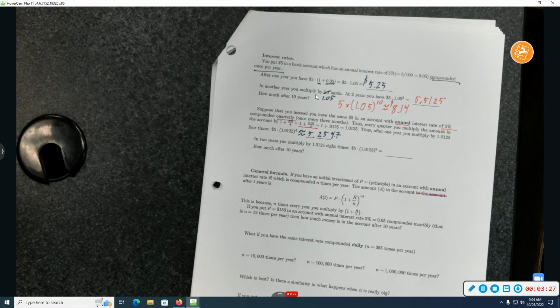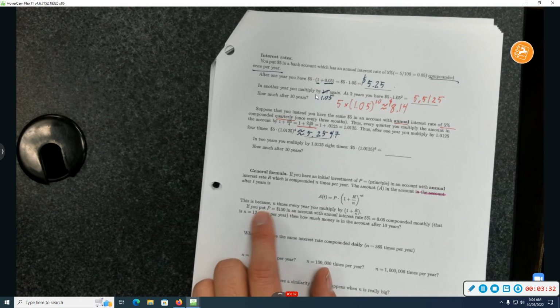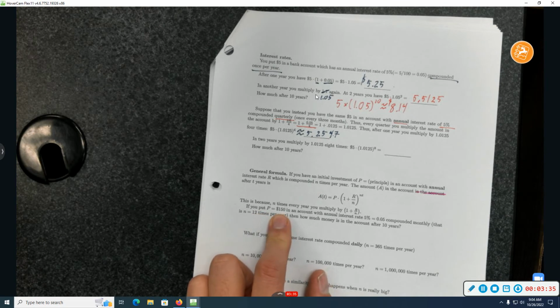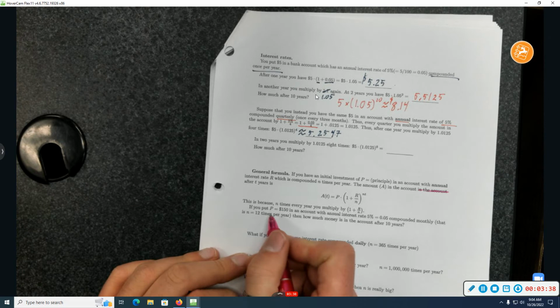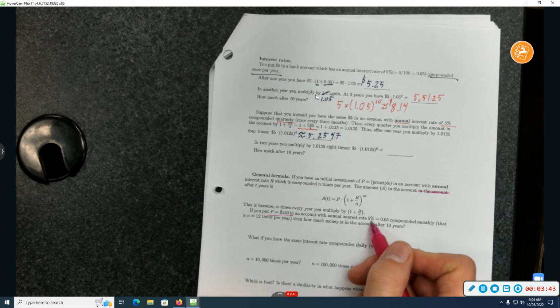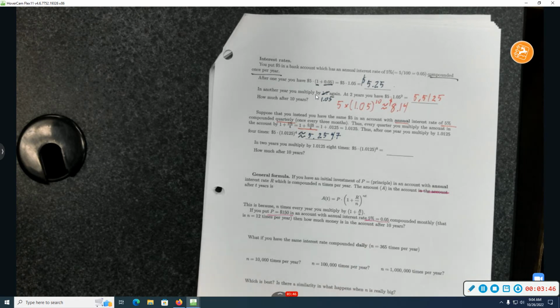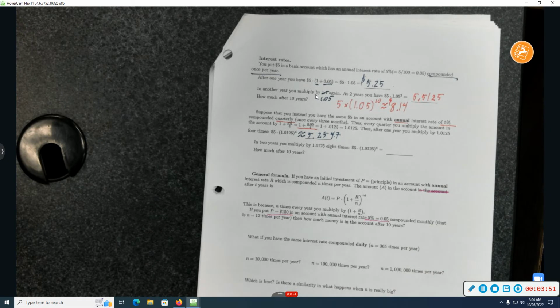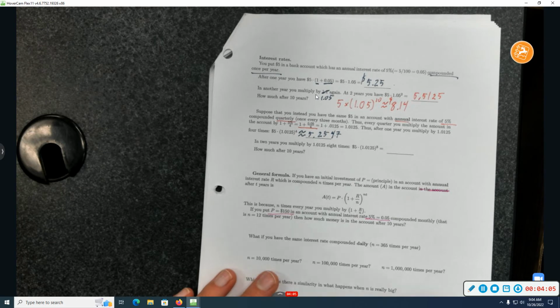So let's make some quick comparisons. Let's suppose you put 150 in an account. So there's the initial investment, the principal, with an annual interest rate of 5%. And let's vary how often it's compounded. So if you compound this monthly, so there are 12 months per year, so 12 times per year, then what's the formula for how much money will be in there after 10 years? Well, what's the initial investment? 150.